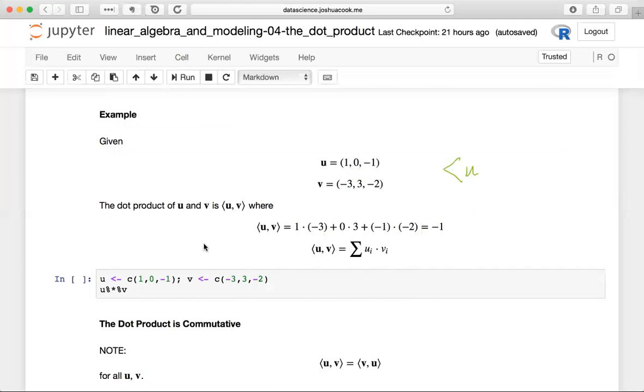And so this is how we write the dot product. We've got u times v, and it's equal to, this is a summation. This means add up all the ui components. And that's what we've got here.